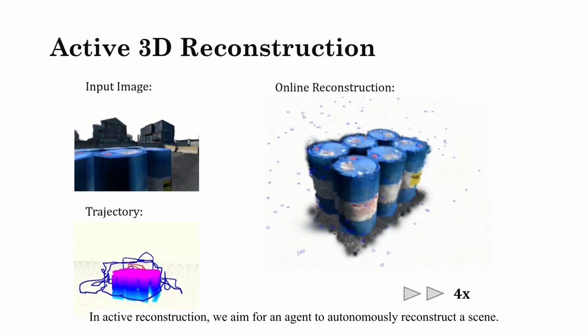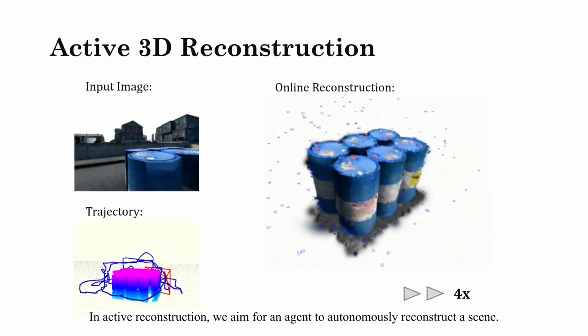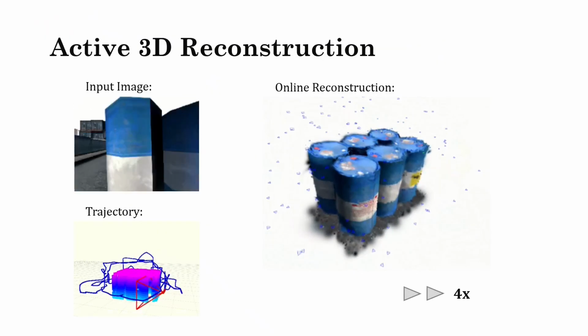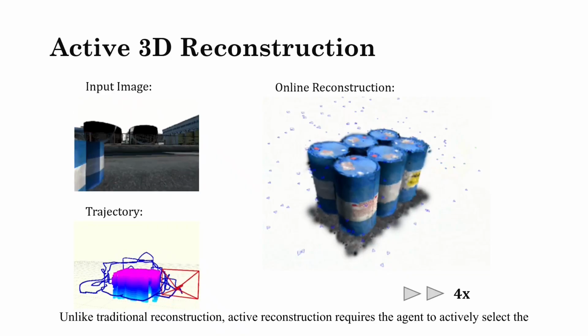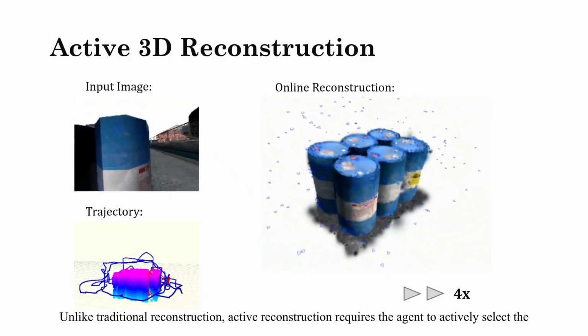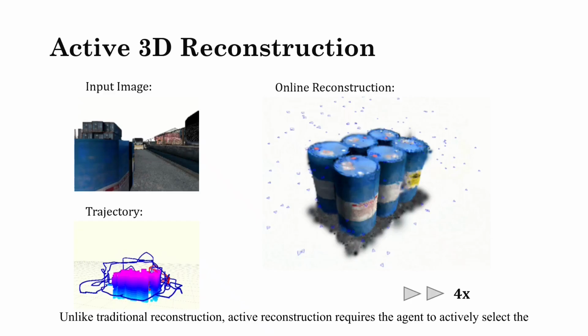In active reconstruction, we aim for an agent to autonomously reconstruct a scene. Unlike traditional reconstruction, active reconstruction requires the agent to actively select the next best view. The key challenge is identifying the most informative viewpoint.